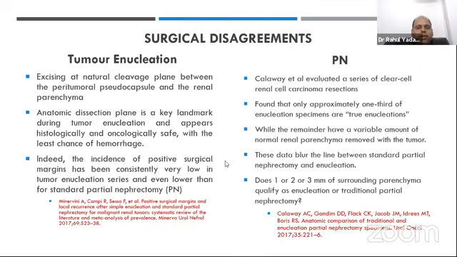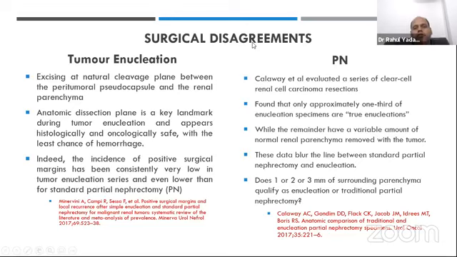Coming to the surgical aspect of it, since there is a natural cleavage plane between the peritumor pseudocapsule and renal parenchyma, an anatomical dissection plane is always taken care of. So this is histologically and oncologically safe, and also the chance of hemorrhage is less. Indeed, there is a chance of positive surgical margins, but it is very small. Different groups have found that in series of enucleation versus standard partial nephrectomy, it is the same, or maybe even lower in some tumor enucleation series.